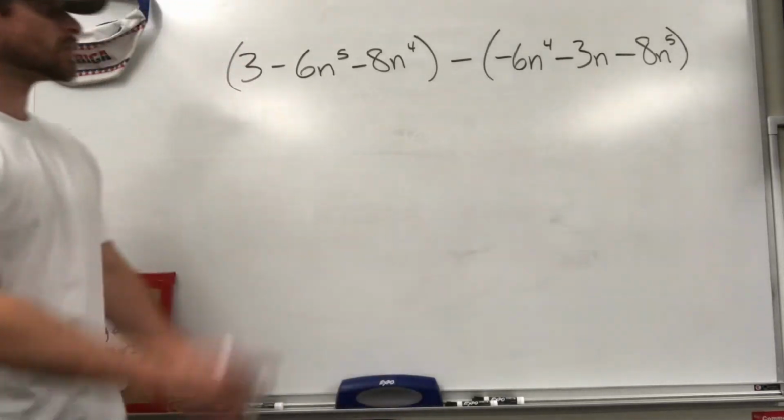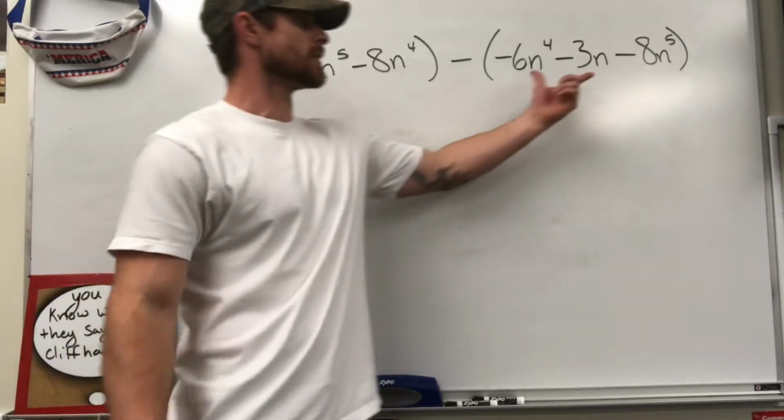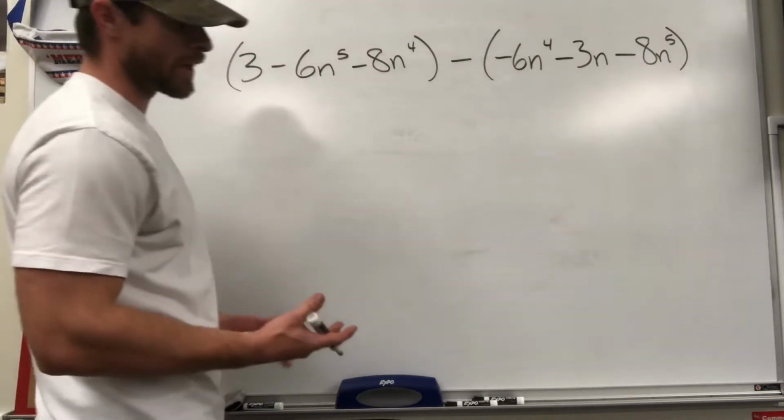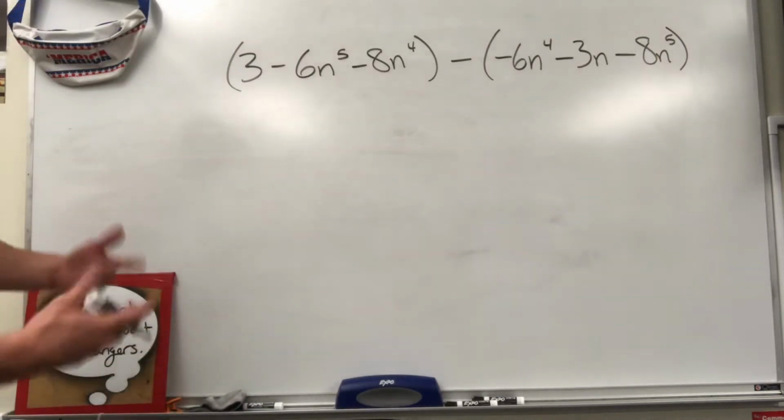All right, so what we're going to be doing here is subtracting this trinomial and this trinomial, and we've got to set ourselves up vertically. That's one way to do it. That's how I like to teach it. Just vertically write them out.